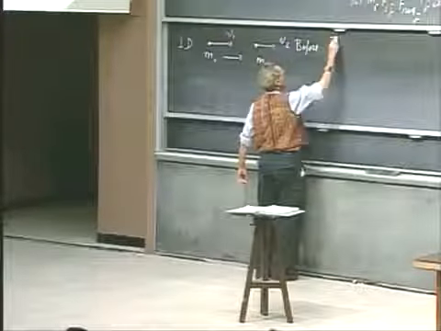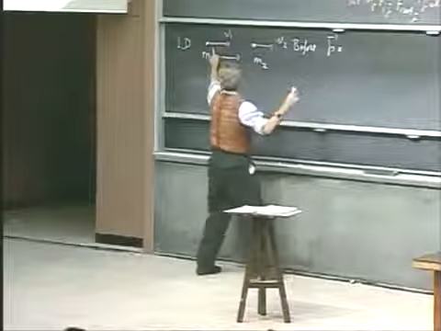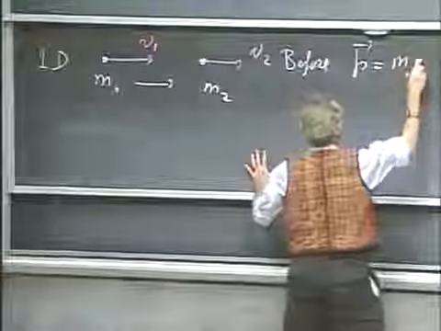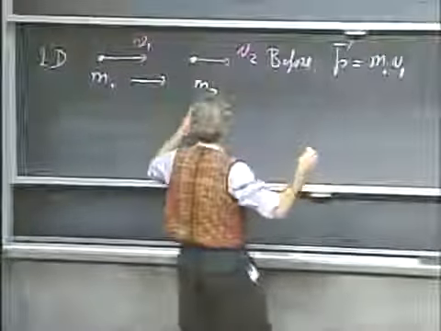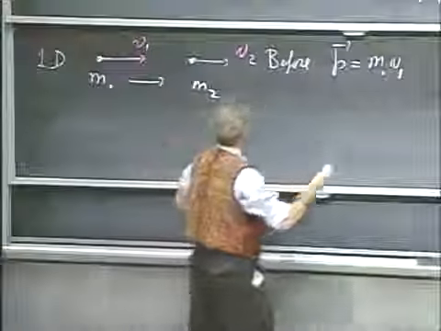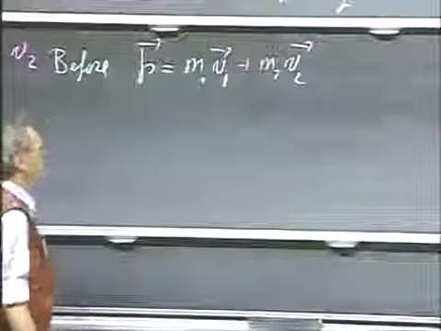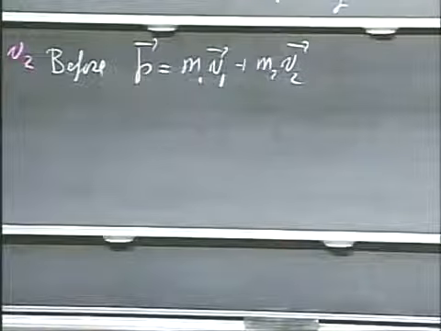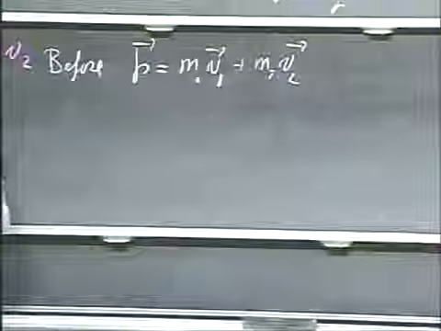And so the momentum that I have before equals m1 v1. This is my plus direction. I could put vectors over there, but that's really not necessary because it's a one-dimensional problem, plus m2 v2. But if you like that, be my guest. That's the momentum before. Now they stick together.